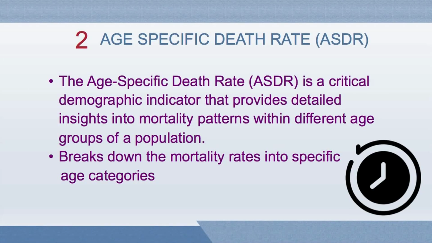Let us now move on to the next index or measure of mortality, that is the age-specific death rate. The age-specific death rate, or the ASDR, is a critical demographic indicator that provides detailed insights into mortality patterns within different age groups of a population. This metric goes beyond the crude death rate by breaking down mortality into specific age categories. Now there are two important features of ASDR.